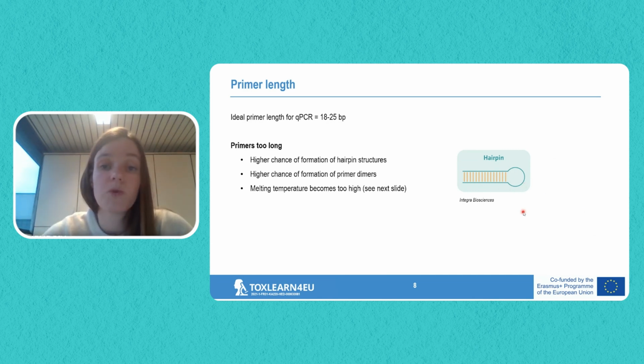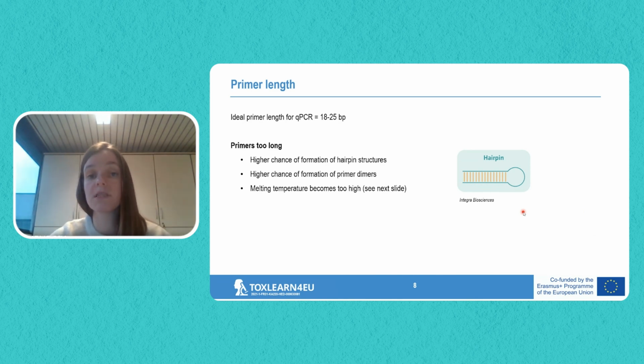This would cause the formation of this loop structure. In addition, primers that are too long also have a higher chance of forming primer dimers. The reason is that with longer primers, there is a higher likelihood that at least some part of the primers will be complementary to each other, and hence 2 primers might bind to each other. Another issue with primers that are too long is that their melting temperature would become too high. Melting temperature is something we will discuss in the next slide.